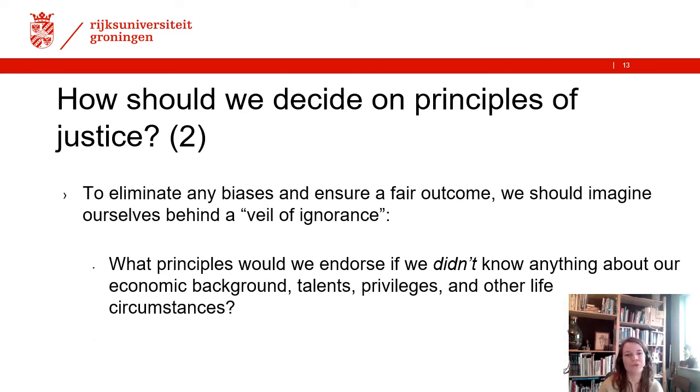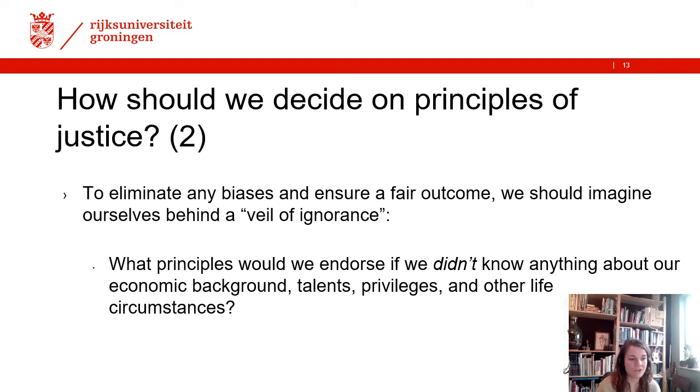John Rawls proposed that in order to eliminate any biases and to ensure a fair outcome in this original position, we should imagine ourselves behind a veil of ignorance. And this really is a veil, something that covers you and makes you ignorant about your economic background, your talents, your privileges, and any other circumstances that determine how you experience life. So you do not know your gender, your age, whether you're good at mathematics or very bad. You do not know whether you have any physical disabilities. We do not know anything.